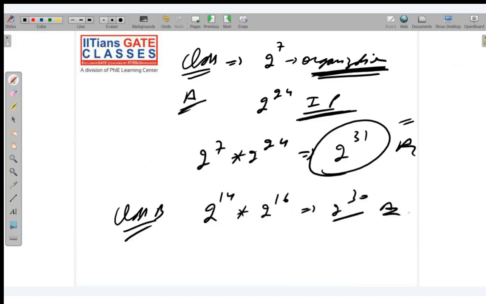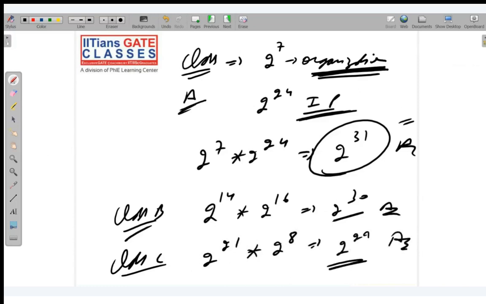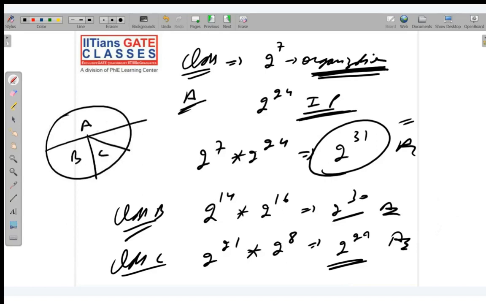That is 25%. In class C, 2 power 21 different organizations, and each organization is having 2 power 8 IP addresses. So it comes out to be 2 power 29 IP addresses, and that is nothing but 1 by 8. That is 12.5%. Try to remember the cake diagram. Class A, class B, and this is class C. D and E, forget about them.